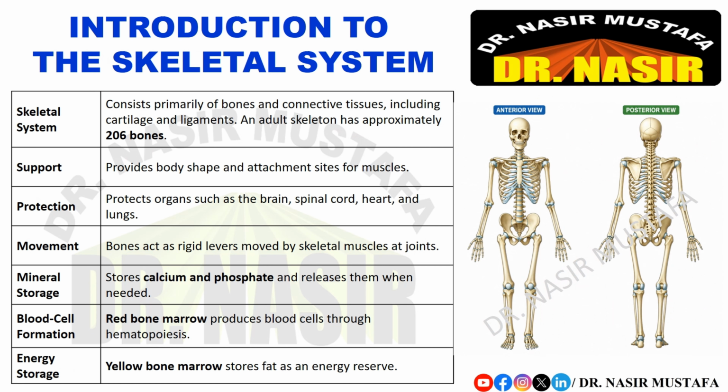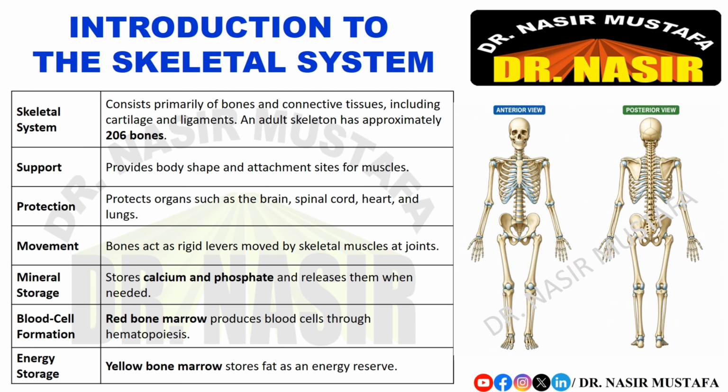1. Introduction to the skeletal system. Let us begin with the basic question. What is the skeletal system? The skeletal system consists primarily of bones and associated connective tissues, including cartilage and ligaments. In an average adult, the human skeleton contains approximately 206 bones, although the exact number may vary slightly because of anatomical variations and differences in the fusion of certain bones.